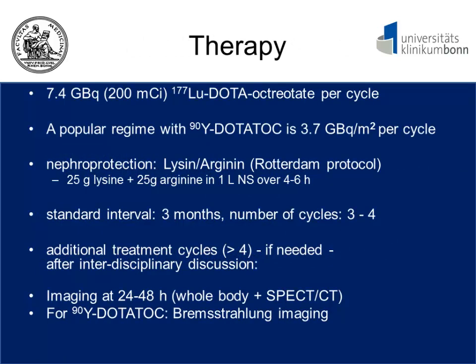I'm going to focus on lutetium therapy, treatment with lutetium DOTATOC, because it is the best option at the moment. We use in our department a dose of 7.4 gigabecquerel per cycle. We perform 3 to 4 cycles in 3-month intervals. 30 minutes prior to application of lutetium DOTATOC, we start with nephroprotection, a mix of lysine and arginine, which we use up to 6 hours after the application of lutetium, and the lutetium is applied over 10 to 30 minutes.